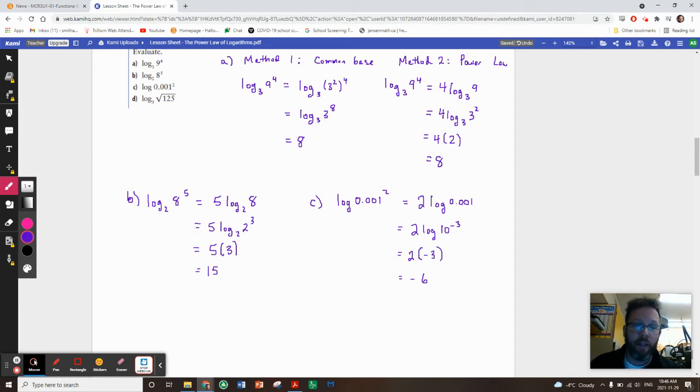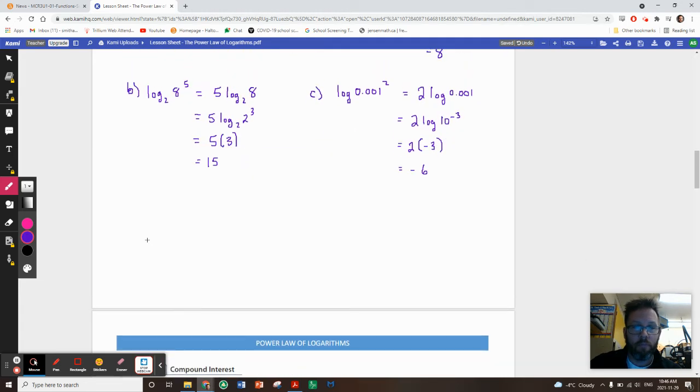And let's see how you guys did for D. D was log base 5 of the root of 125. That one had a little bit of a twist, because the root of 125 isn't a power, but we can write it as a power. This is log base 5 of 125 to the power of a half, like you learned in your grade 11 math course. And now we can apply our rule. This is 1/2 times the log base 5 of 125.